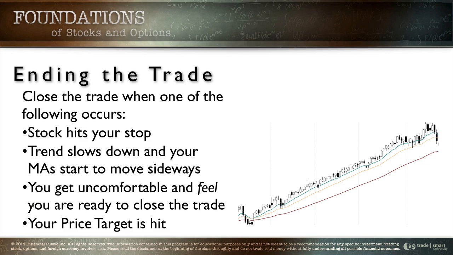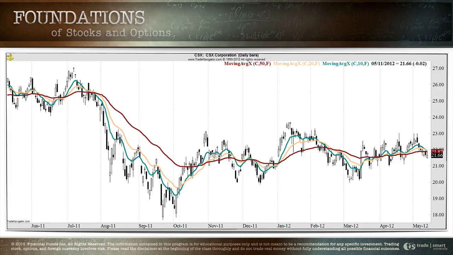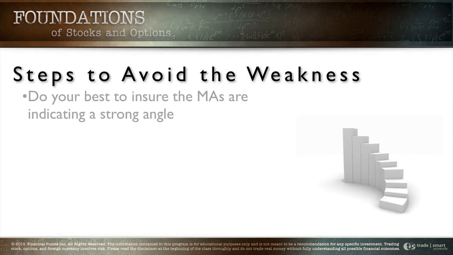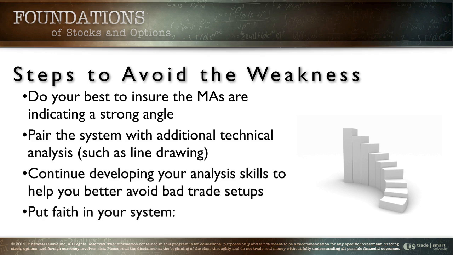All right, let's talk about the weaknesses of the system. Every trading system has weaknesses. As I've already mentioned tonight, the moving average weaknesses are the sideways market. Be aware of sideways markets. Anytime a stock is doing this, it's a pain, and the moving averages are not very helpful. So how do we avoid a sideways market? Well, here's how we can start.